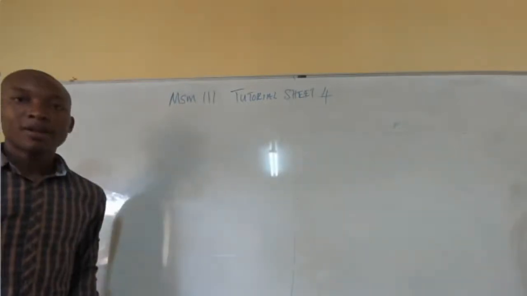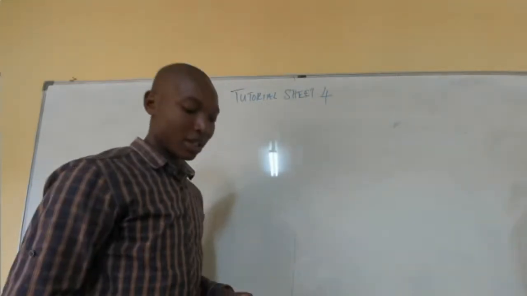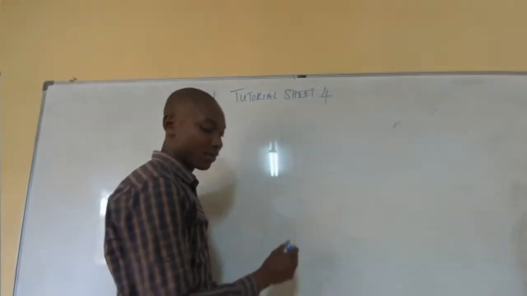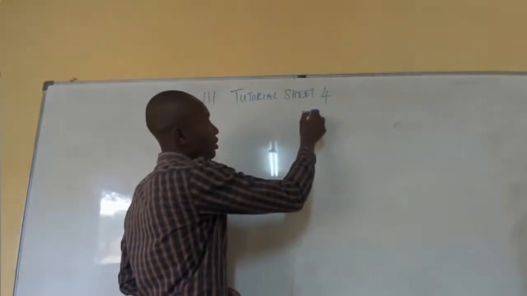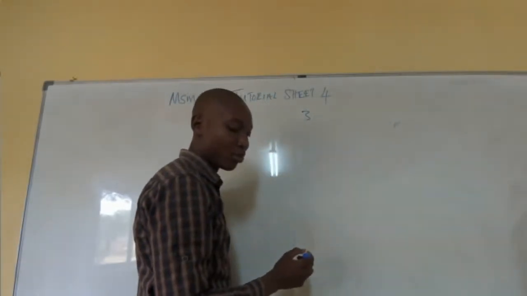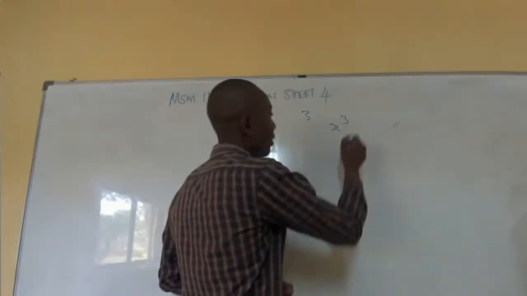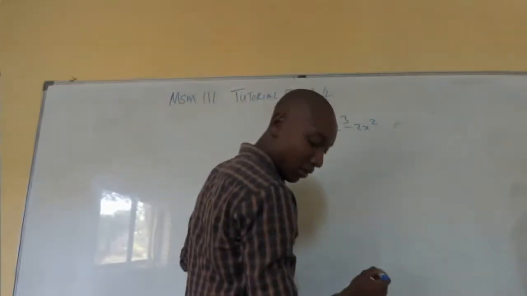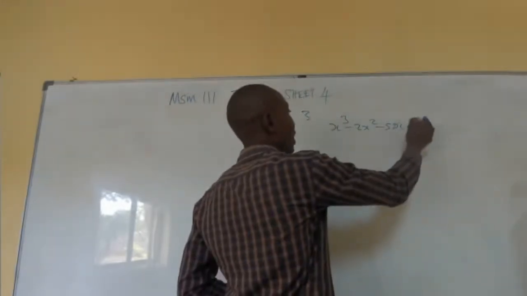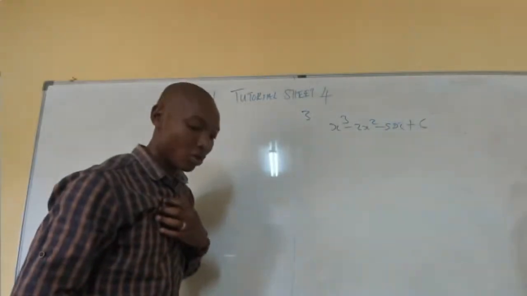Okay, so how do we deal with such questions? Let me write it down so that you can see. Question 3. It says factorize the following polynomials completely. x cubed minus 2x squared minus 5x plus 6.